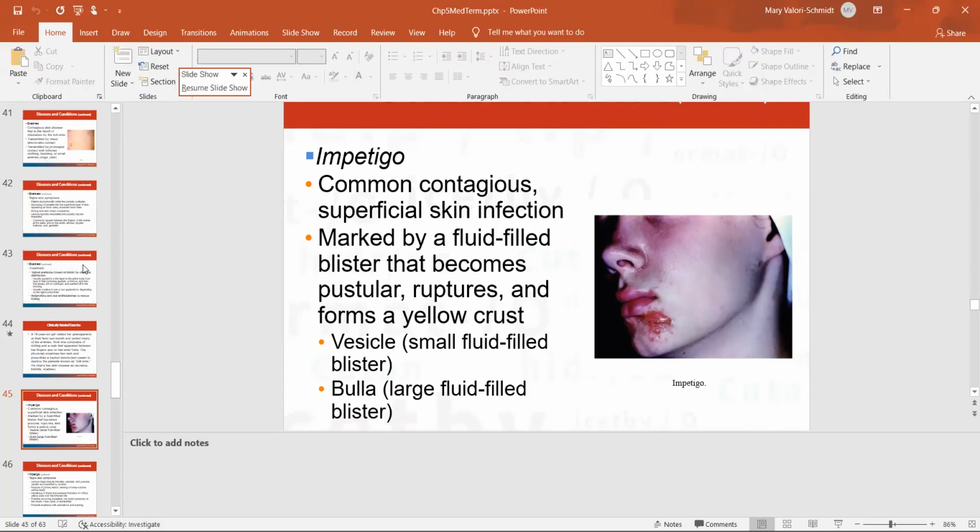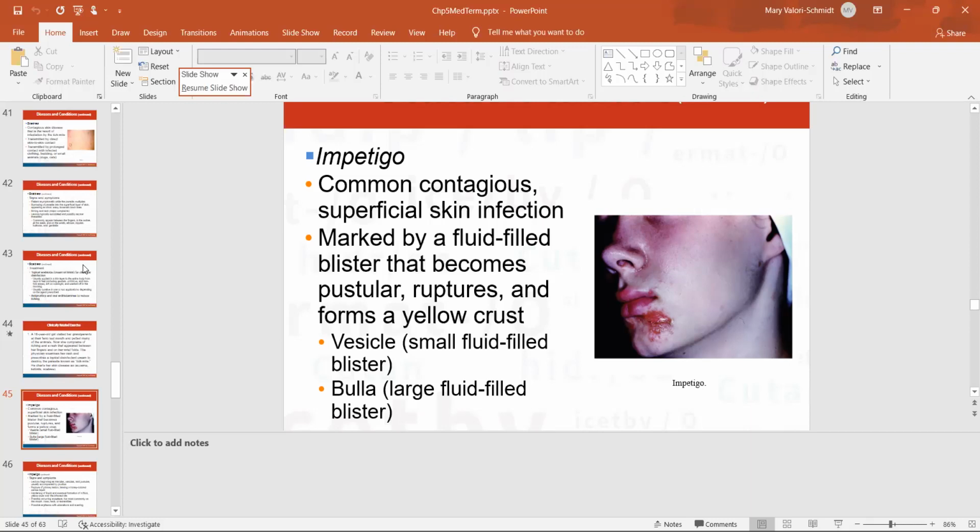We see it a lot in daycare centers because little kids don't wash their hands. They touch everybody and everything. It's a superficial skin infection that usually is marked by a blister that starts to get pustular and can rupture and gets crusty. So there are lots of words here that you might not have heard before.